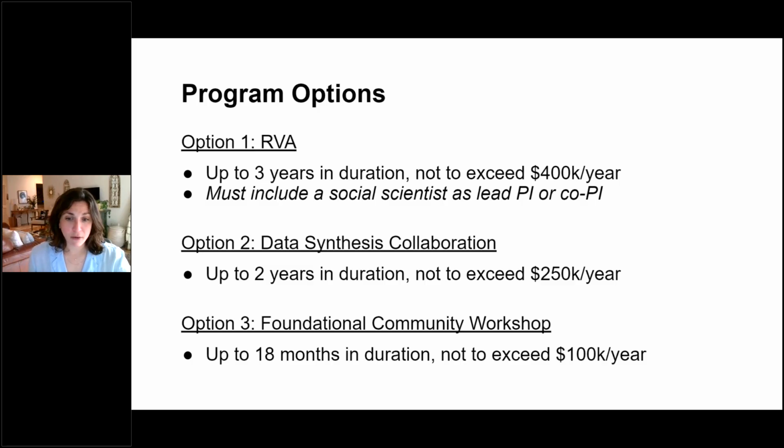And lastly, option 3, foundational community workshop. This option is for regions that have not yet conducted a data synthesis activity or established an RVA in the past. The primary outcome of this option is a community workshop or a series of small meetings that will inform a future RVA. The workshop should bring together stakeholders from various backgrounds and disciplines to promote interdisciplinary partnerships and discuss what the community would like to see in an RVA. The workshop should also identify research needs and gaps in the region that are needed before a future RVA could be completed. So all projects must propose one of these options or must fit in with one of these options.